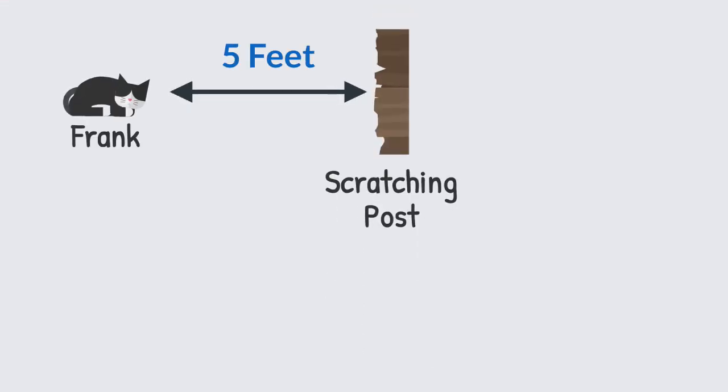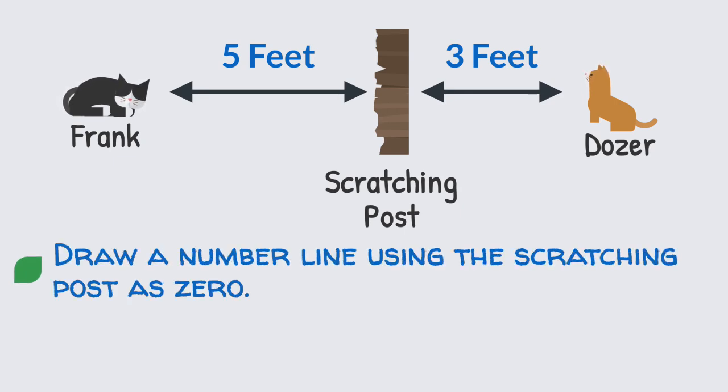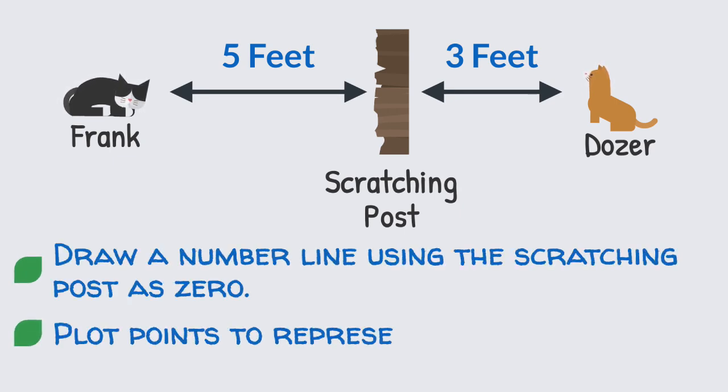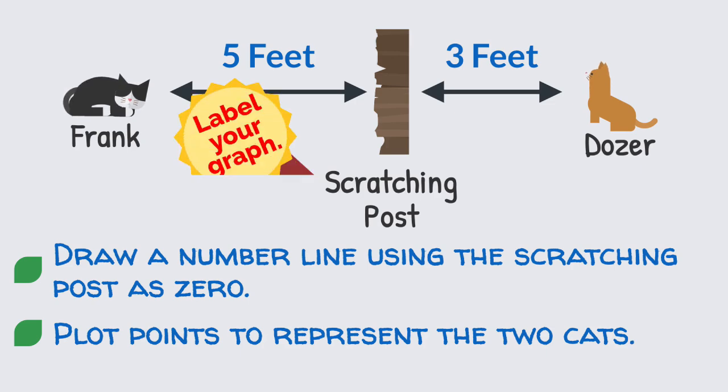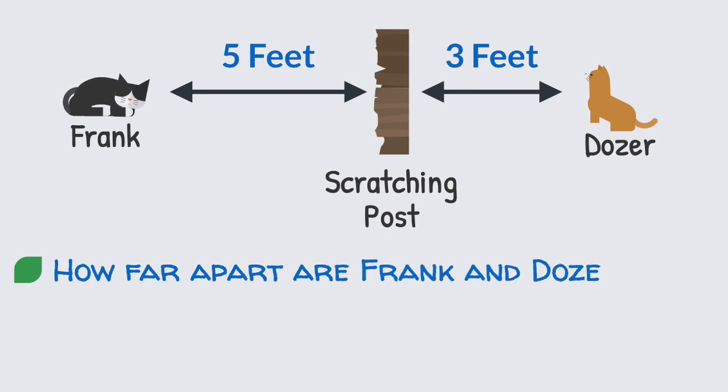Frank is sleeping 5 feet to the left of the scratching post, and Dozer is 3 feet to the right of it. Draw a number line using the scratching post as 0. Plot points to represent the two cats. Label your graph. How far apart are Frank and Dozer?